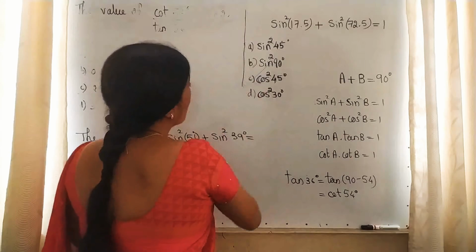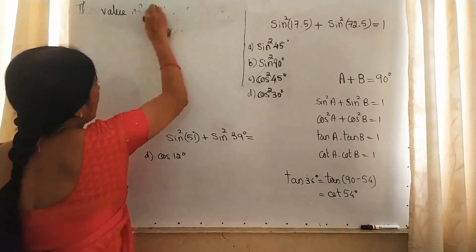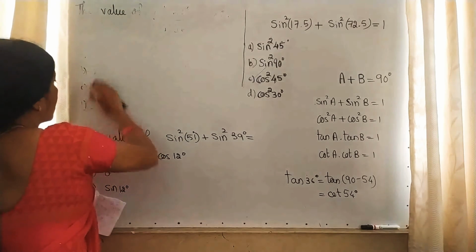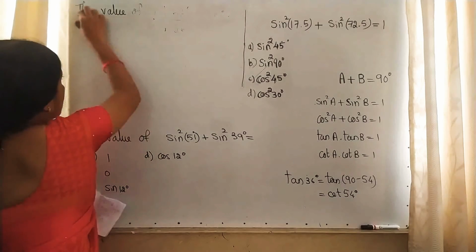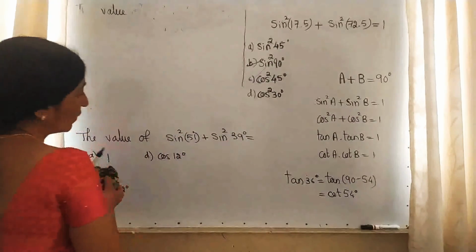And here, which value gives you 1? What is tan 45? Tan 45 is 1, not 1 by root 2. Sin 90 is what? Yes, sin 90 is 1. 1 square is 1. This is the answer. Moving to the next one.